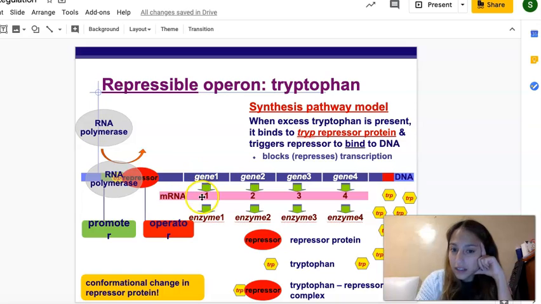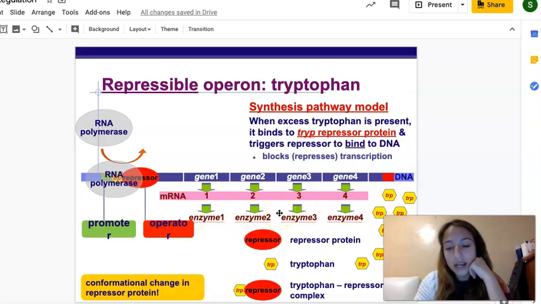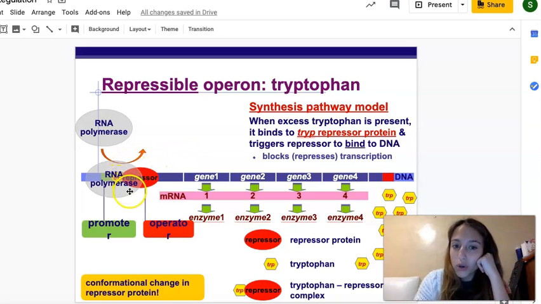Since it can't do this, it's not going to produce any of these enzymes, and that's okay because these enzymes are there so that the bacteria can produce tryptophan. And since the bacteria does not need tryptophan, since the environment is filled with tryptophan, it's okay to repress this operon. What happens when there is no tryptophan in the environment? The bacteria needs tryptophan. It is a nutritional necessity of the bacteria. The bacteria will die without tryptophan.